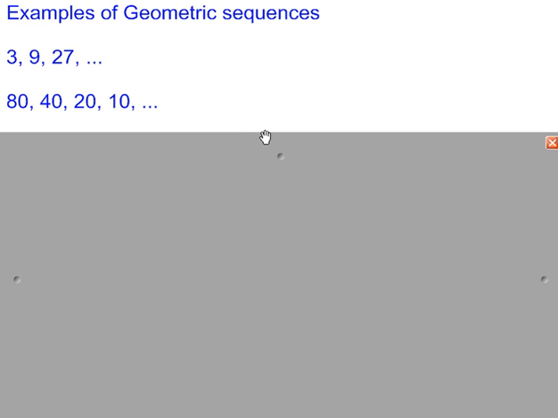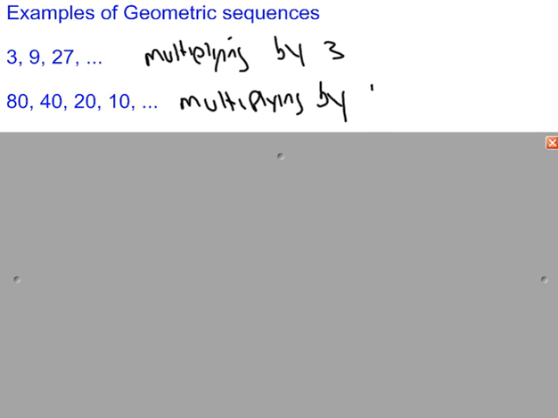Okay, so what is that fixed amount we're multiplying by? In this case, we're multiplying by 3. 3 times 3 is 9. 9 times 3 is 27, and so on and so forth. In this case, the fixed amount you're multiplying by is a half. So you can multiply by a fraction as well. 80 times a half is 40. 40 times a half is 20. 20 times a half is 10, and so on and so forth.